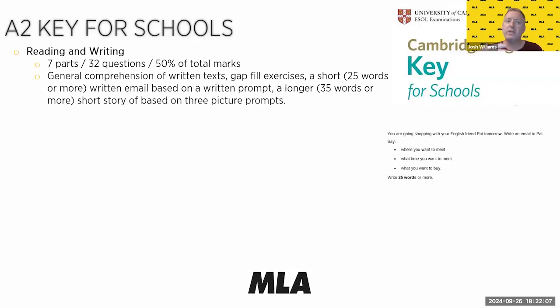General comprehension. So what are the questions in this part? There's general comprehension of written texts. There's sometimes gap fill exercises, text with words missing, where you have to choose from some alternatives. Sometimes a word is missing that you actually just have to write in of your own choice. For example, there's an example on the right here, a short email of 25 words or more based on a written prompt, so you have to write an email based on the information you have to put in there. And a longer story of 35 words or more based on 3 picture prompts.